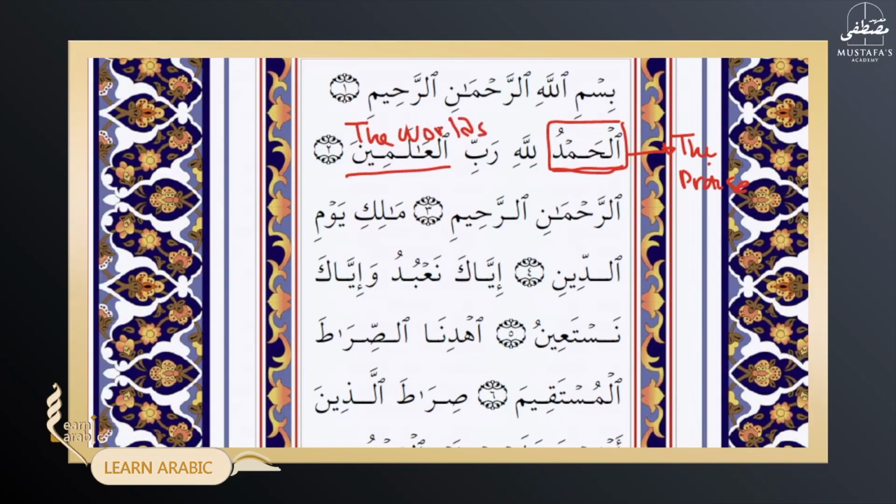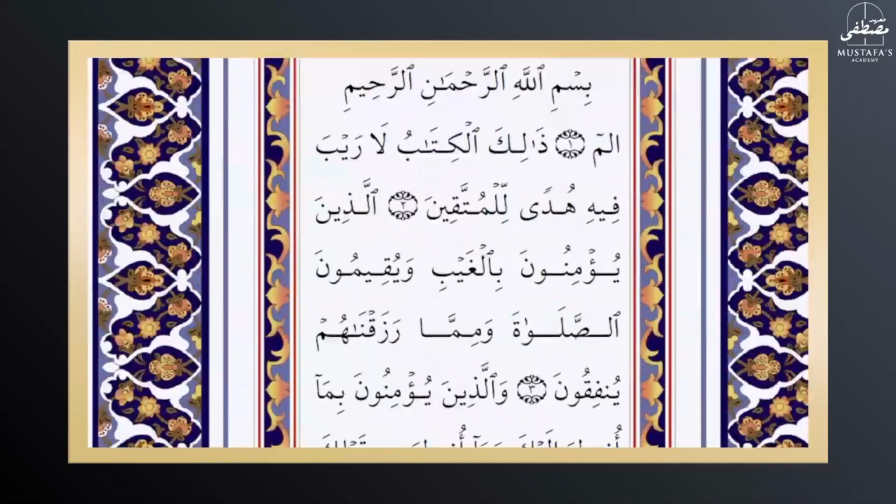Well, that's one way of translating it. The worlds. Now, Al-Alameen. And Ar-Rahmani. Notice, ra is a sun letter, because the lam is not pronounced. Ar-Rahmani. Ar-Rahim, like that. Maliki Yawmiddin. So dal is a sun letter because if dal comes after alif and lam, the lam is not pronounced. So you say Maliki Yawmiddin. You can't say Maliki Yawmil-din. And that's an example of alif and lam. And there are so many other examples that you can see.